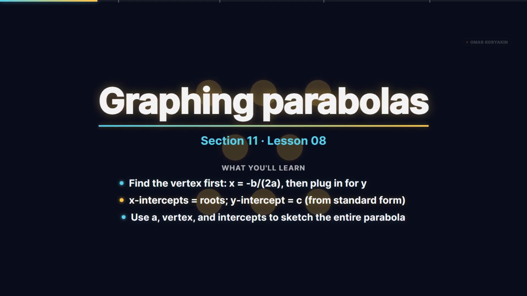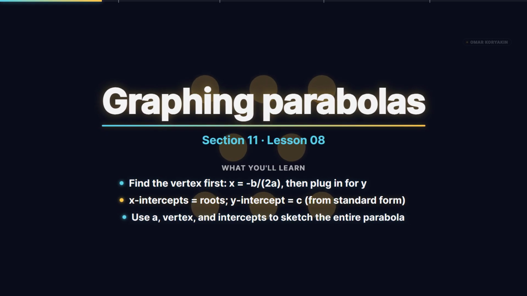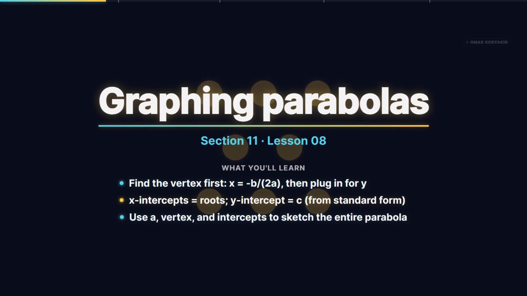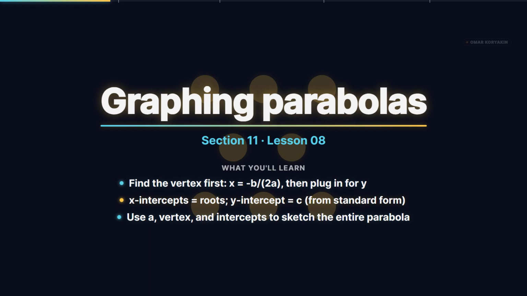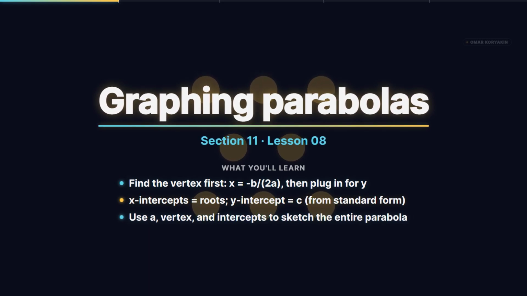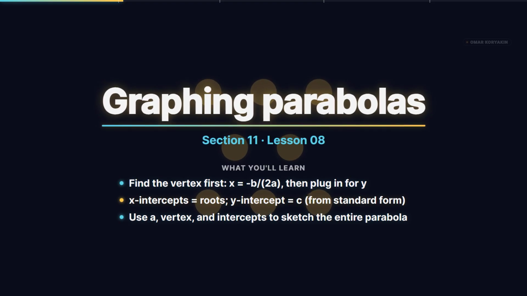The x-intercepts are the roots of the quadratic. Use whichever solving method fits: factoring, square root, formula, completing the square. The number of x-intercepts is 2, 1, or 0, depending on the discriminant.